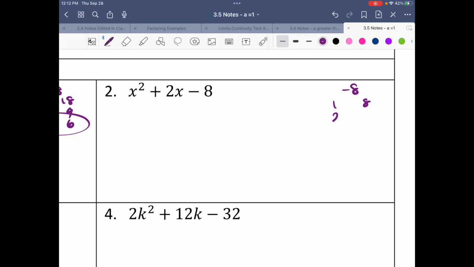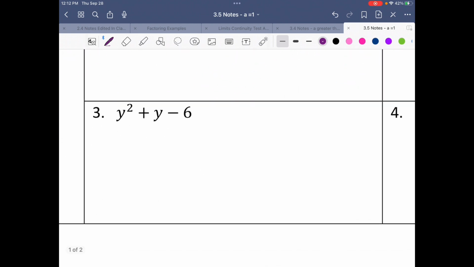Okay, I need factors of negative 8 that add to be 2. Negative 8 has factor pairs of 1 and 8, and 2 and 4, with the little factor being negative. Negative 2 and 4 add to be 2. x minus 2, x plus 4.